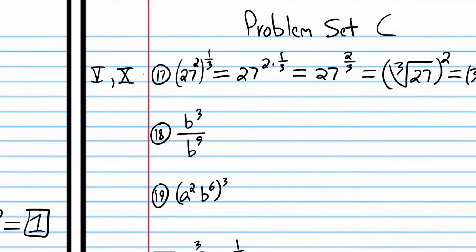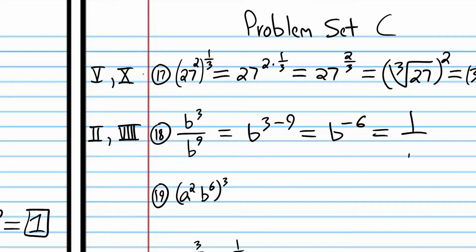So now we have powers. We're dividing powers. That's rule number 2. So we get b to the 3 minus 9, which is equal to b to the negative 6. But now we have a negative power. We're not allowed to leave our answers with negative powers. So we have 1 over b to the 6th power. And there you go.